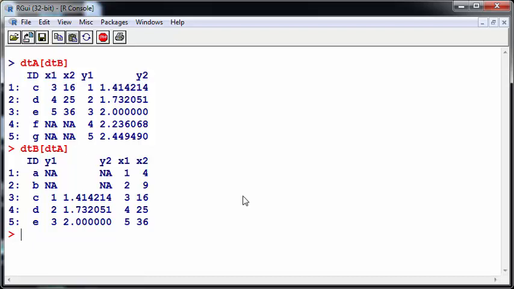Now, the sole problem is that there's no real way of facilitating an anti-join. And this is the thing: when you're trying to detect problems, an anti-join is very useful in determining what did not join properly. So let's concentrate on ID there. Here we have just some letters of the alphabet.